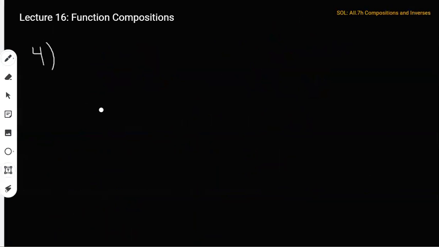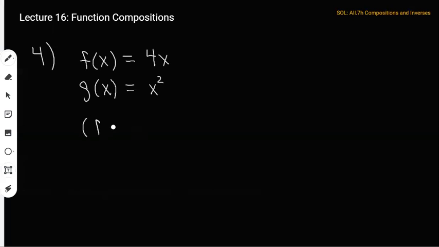Okay, so for number 4, the functions are going to stay the same. Your f of x is still going to be the same thing that I wrote at the top of the page, which would be 4x. And your g of x is still the same, right? x squared. But this time it asks you to find something different. It asks you to find f of g. So notice the composition symbol goes in the middle. I'm evaluating it at x, so I'm going to get a function for my answer. It's not going to be a number, right?